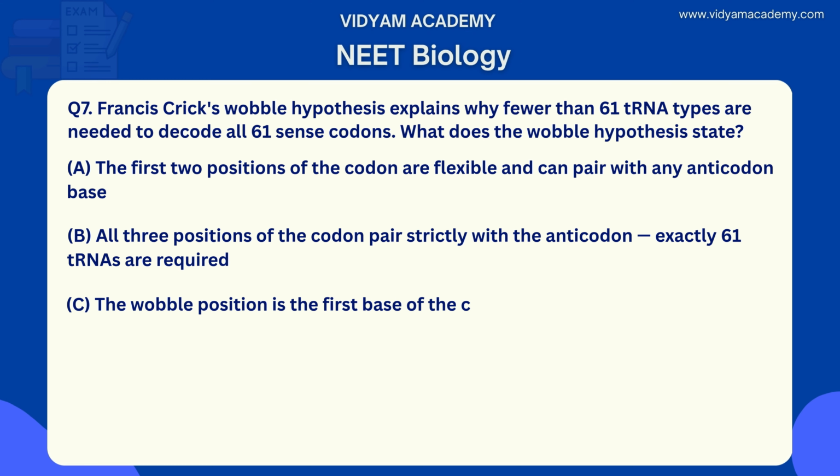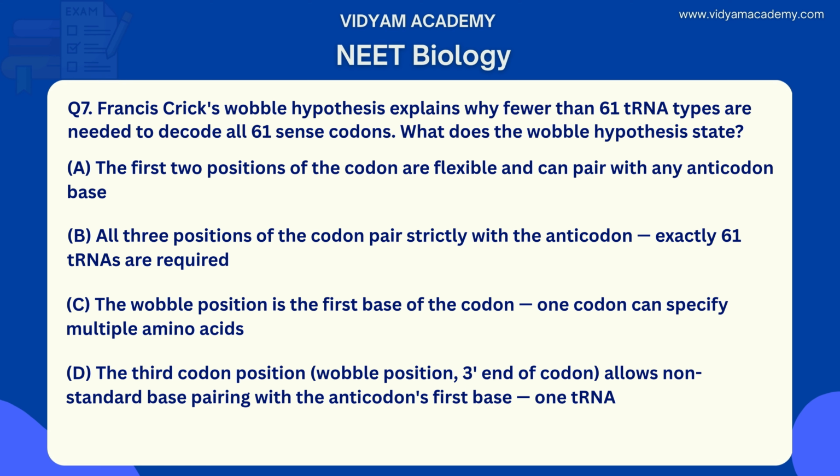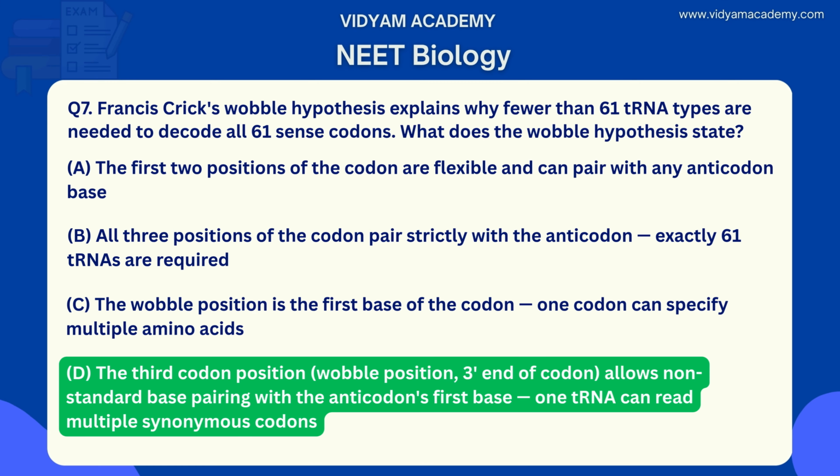Option C, the wobble position is the first base of the codon. One codon can specify multiple amino acids. Option D, the third codon position, the wobble position at the 3' end of the codon, allows non-standard base pairing with the anticodon's first base. One tRNA can read multiple synonymous codons. What is the right answer? Yes, option D is the right answer. Let's see why and how.